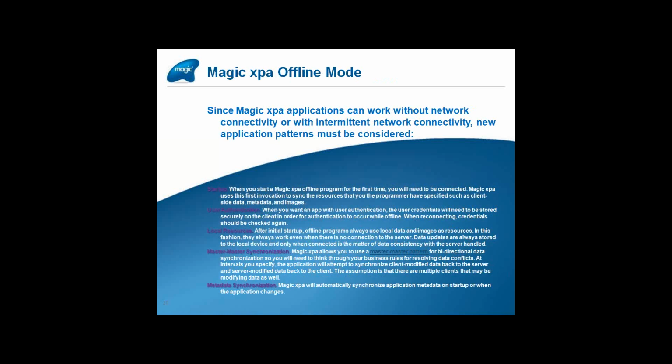In fact, Magic XPA applications that are working without network connectivity have a few special considerations that I want to highlight. First of all, in startup, when you start a Magic XPA offline program for the first time, you will need to be connected, and that's something that, when you think about it, makes sense because you've got to have some way to get the data and the app from the server to the client initially so that there's something to work with. So this first invocation syncs the resources that you, the programmer, have specified, such as client-side data, metadata, and images, and so on.